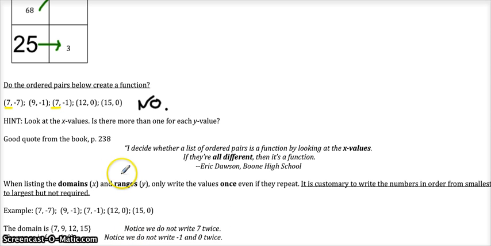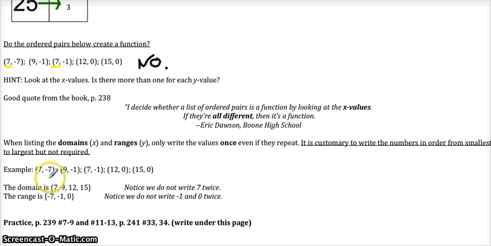Lastly, when listing the domains and ranges, only write the values once, even if they repeat. It's customary to write the numbers in order from smallest to largest, but it's not required. So going back to our example, 7, -7, 9, -1, 7, -1, 12, 0, and 15, 0, the domain is simply 7, 9, 12, and 15. Notice we do not write the 7s twice, even though you have it here and here. And the range is -7, -1, and 0. And you notice that we aren't going to be writing the -1s and the 0s twice.